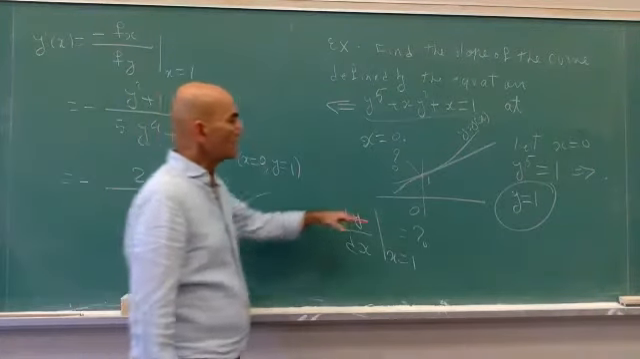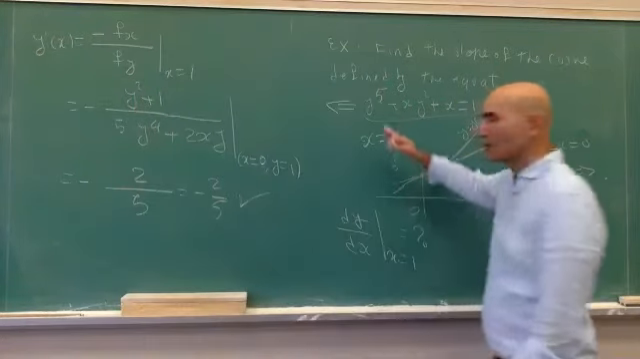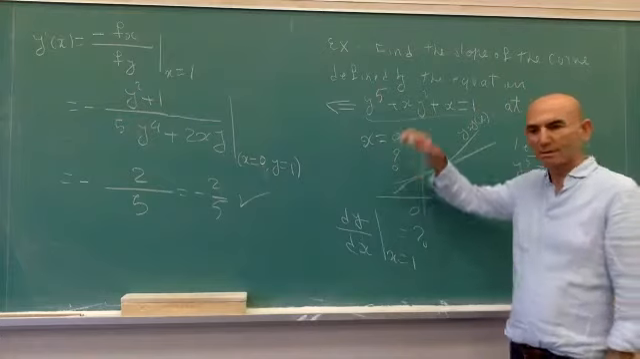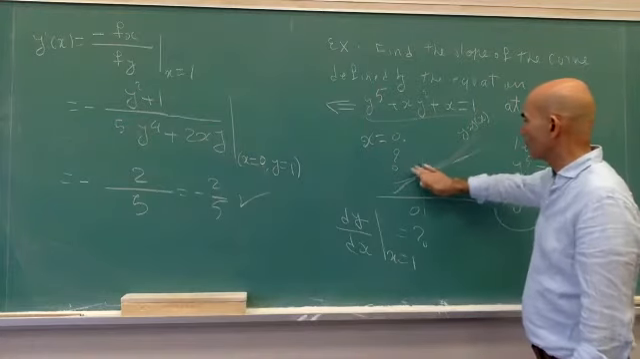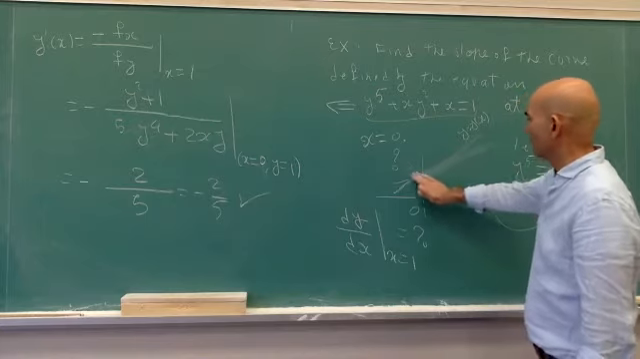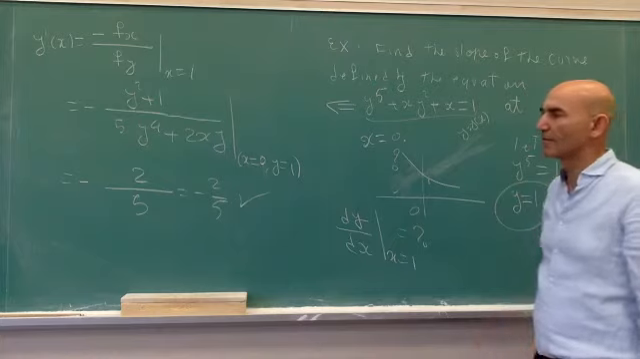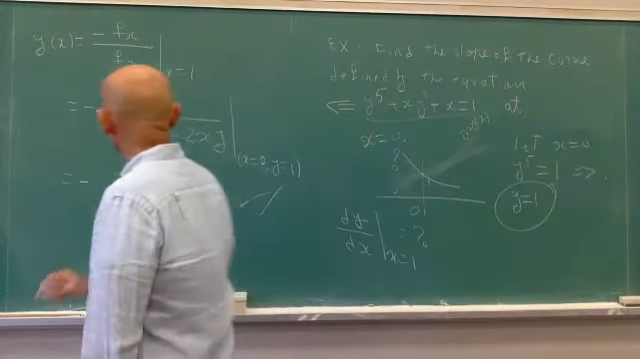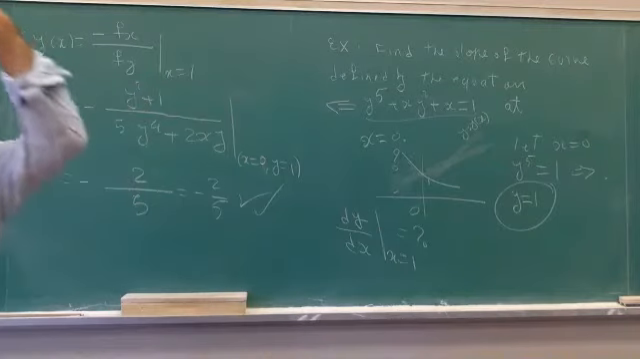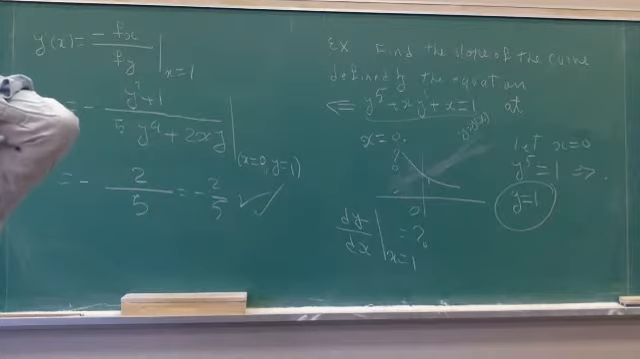So actually, this curve, as it passes through this point, is going downward. It's not going upward. Its derivative is negative. So negative 2/5. Right. That's a good question, I would say, because it kind of tests our understanding.